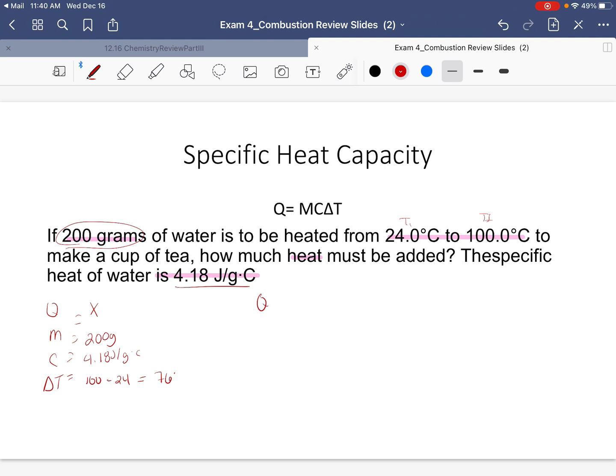Again, I just have to plug it in. My formula is Q equals MCΔT. I'm looking for Q, so this makes it a lot easier. My mass is 200 grams. I'm going to multiply that by 4.18 joules per gram per degree Celsius. And my change in temperature was 76 degrees. Again, plug it into the calculator, super simple, and we should be able to get our answer. In joules, this is 63,536.